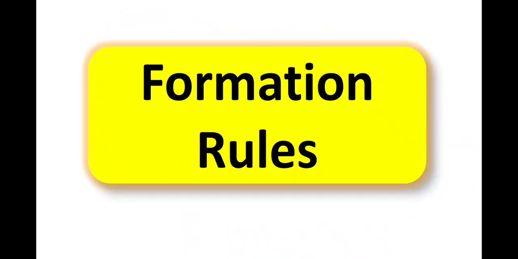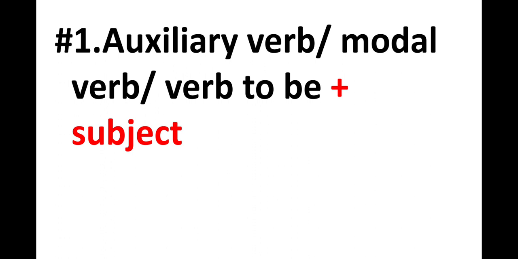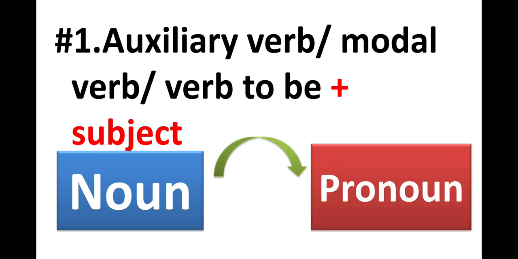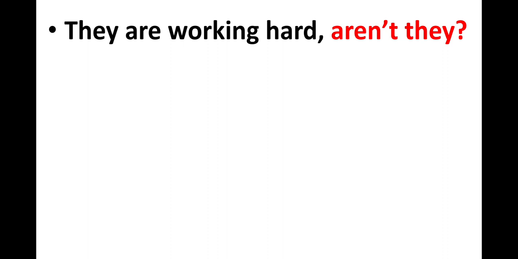There are basic rules to form a question tag. What are those formation rules? Rule number one. To form a question tag, we use auxiliary verb or modal verb or verb to be, whatever is present in the statement, plus subject of that statement to form a question tag. And in place of noun, we use pronoun which is used for that noun. For example, they are working hard, aren't they?